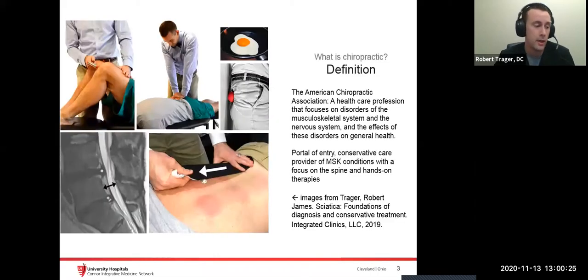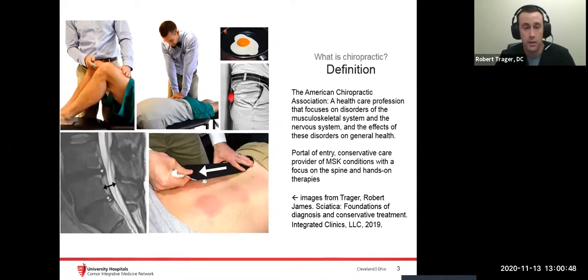All right, so what is chiropractic? My brief definition of chiropractic is that chiropractic is a portal of entry conservative care set of providers that focuses on musculoskeletal conditions. And we tend to focus on conditions of the spine and use hands-on therapies for treatment.